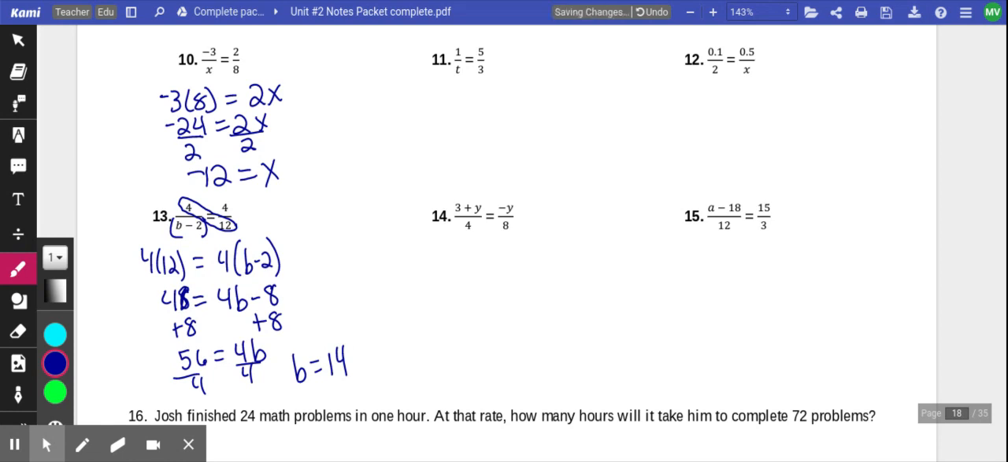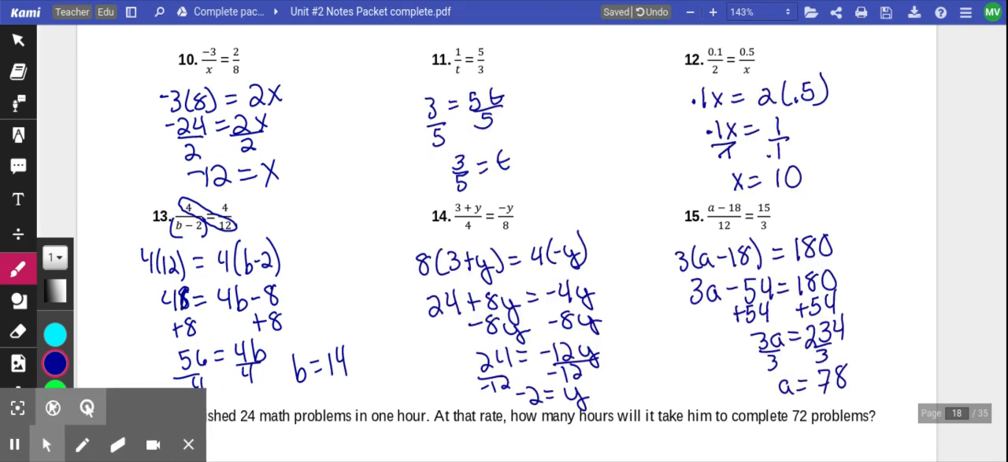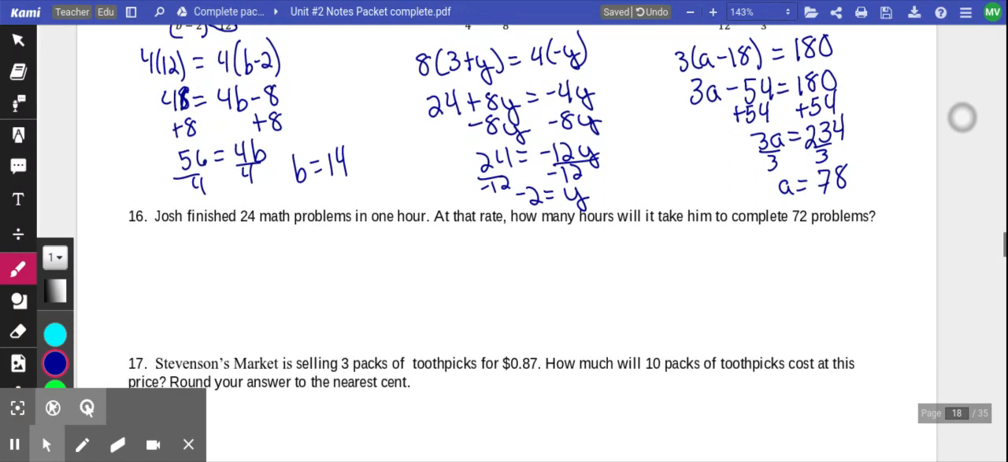So I now want you to pause and try 11, 12, 14, and 15. Okay, so hopefully you completed all of those. 11 is t equals 3/5. 12 is x equals 10. 14 is negative 2 equals y. And 15 is a equals 78. If you have any questions on any of those, please let me know tomorrow during class.